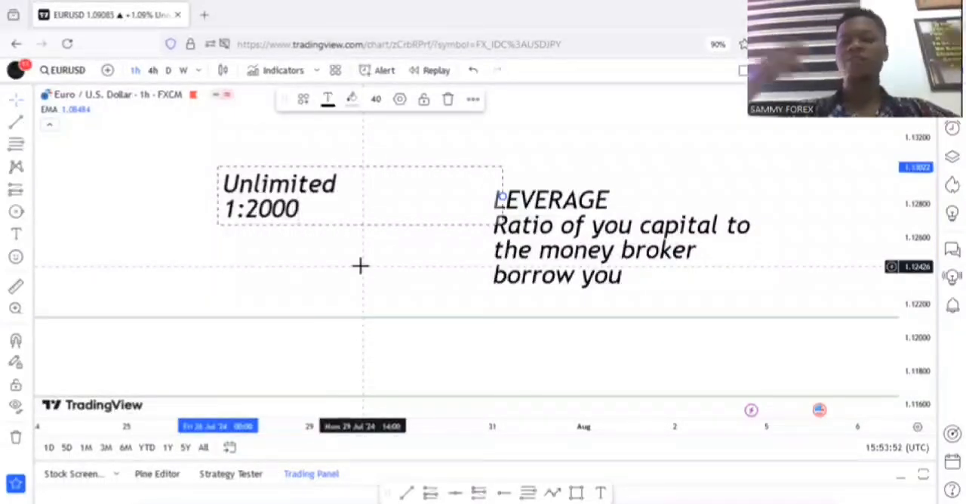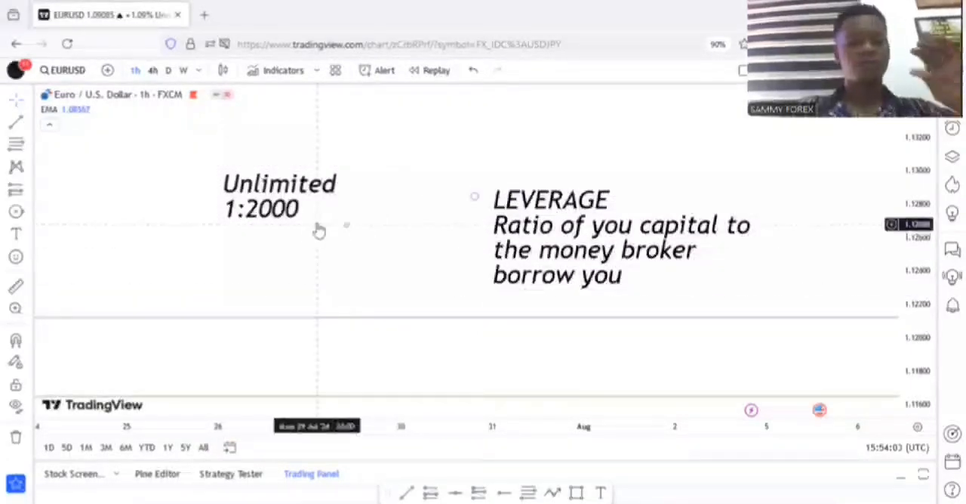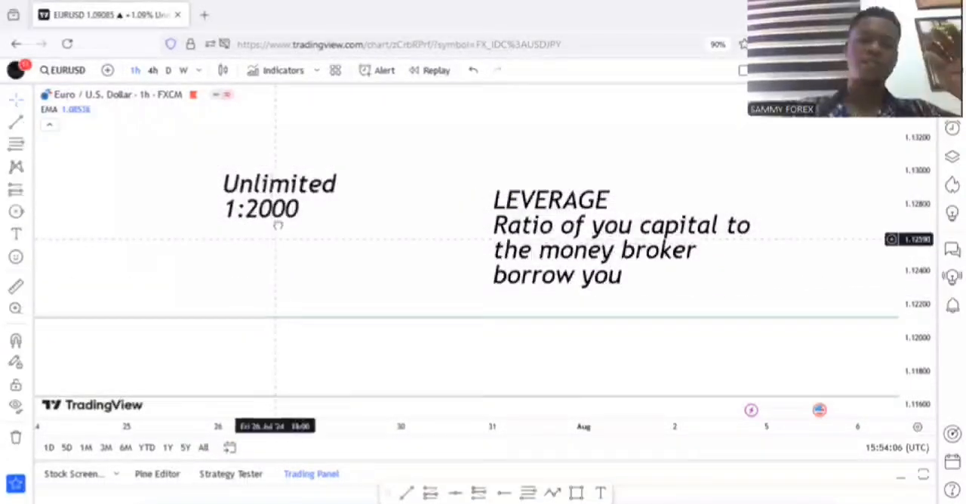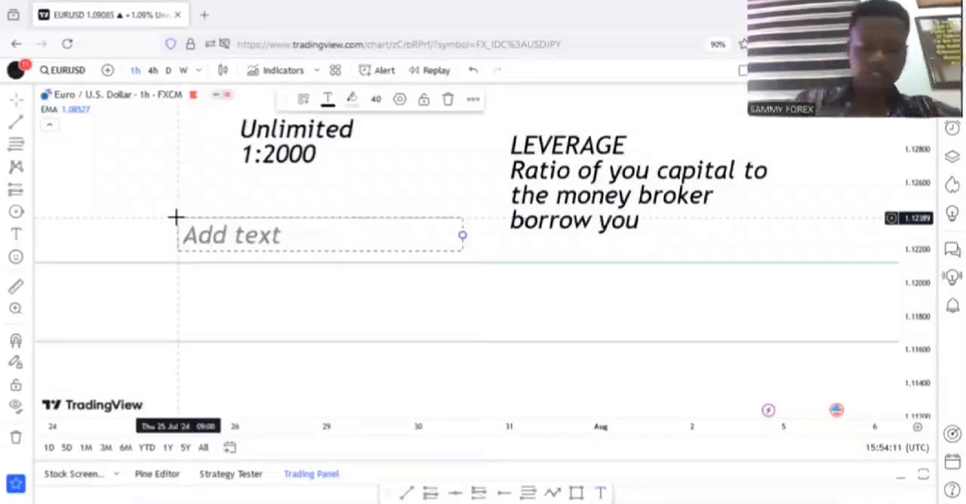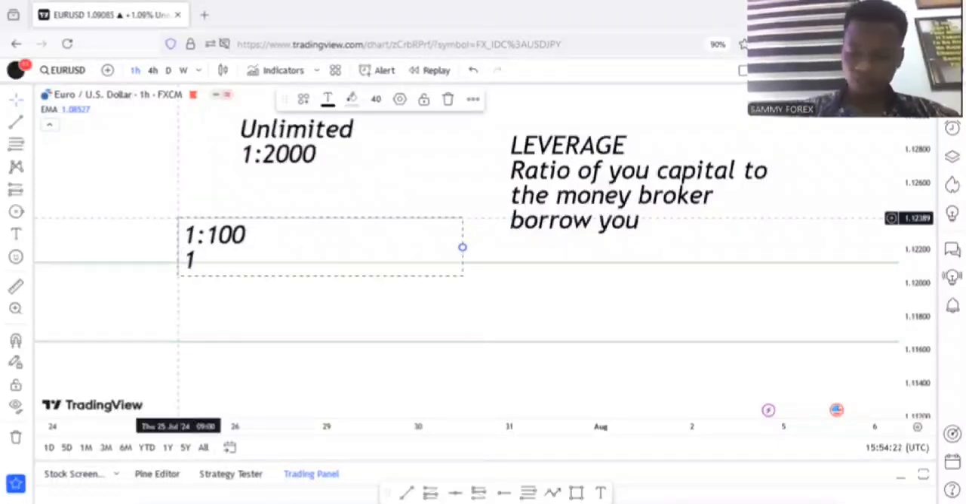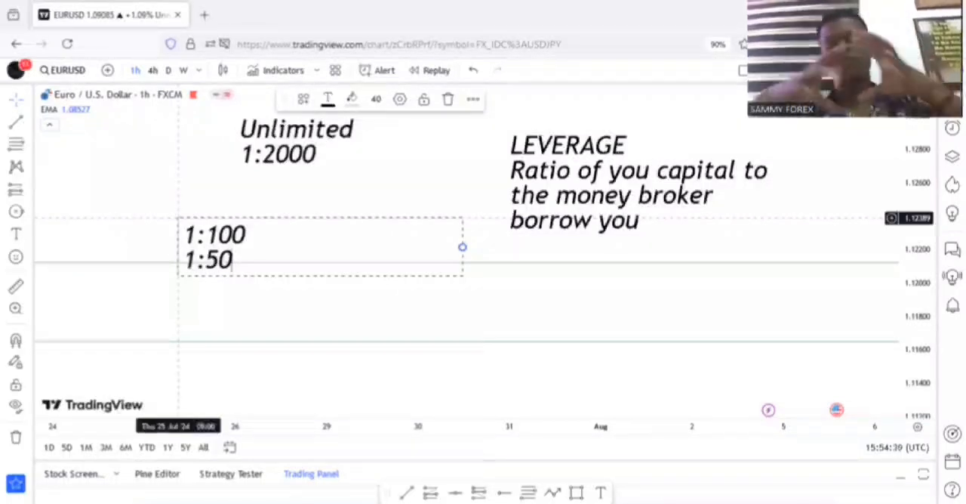What differs is the mindset that we have. So don't use that. The leverage that is advisable for you to use is 1:100. 1:50 is also advisable for you to use. It should be in terms of this leverage.